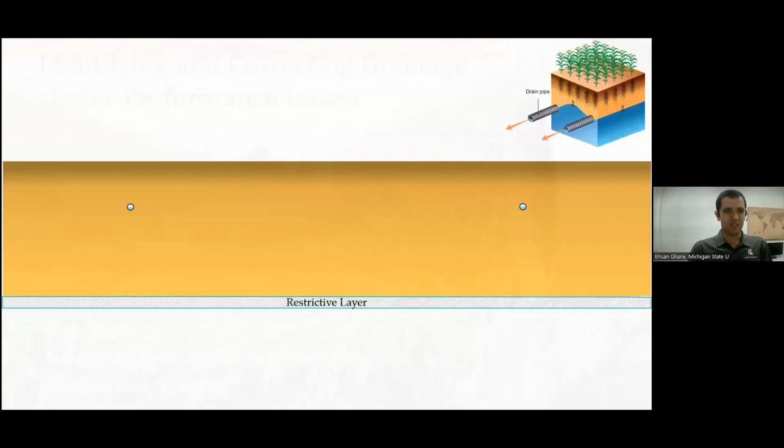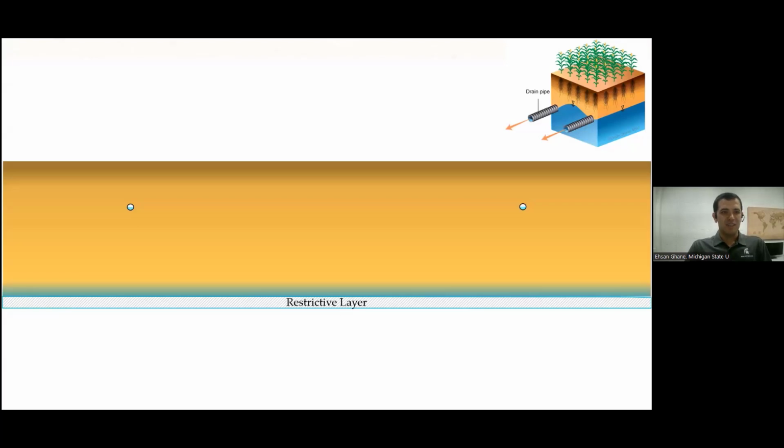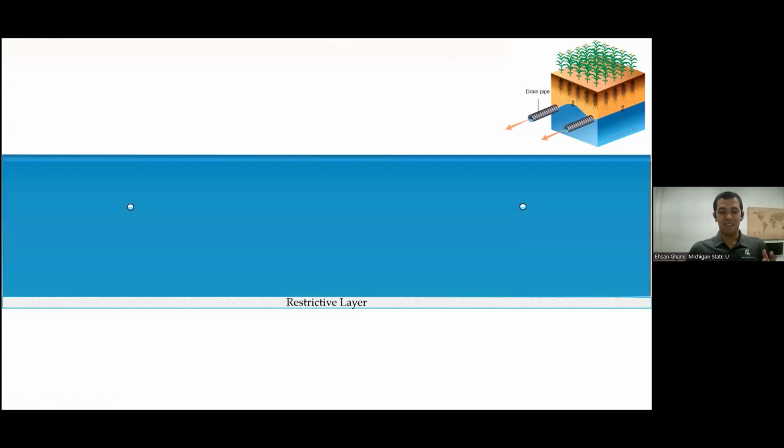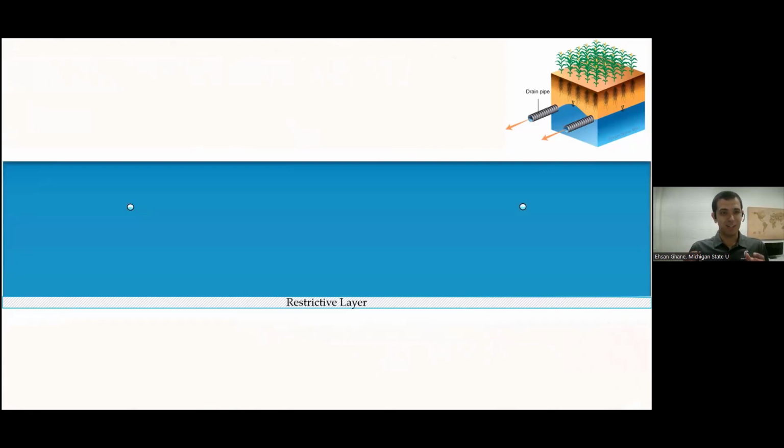So let's get started. Before I talk about underperformance, I'd like to show you a profile view of a soil with tile pipes under the ground. You can see those are the circles. Imagine you're looking through this, and those are the two pipes and that's the restrictive layer. Imagine a heavy rain comes, then you have a ponding condition, and those pipes are going to work. They're going to take the water away.